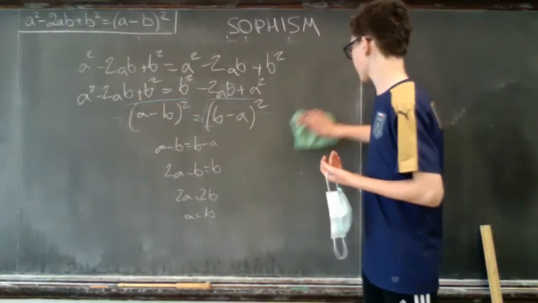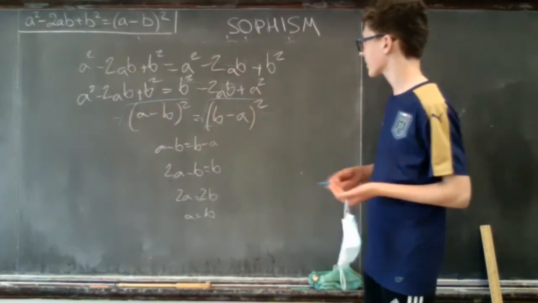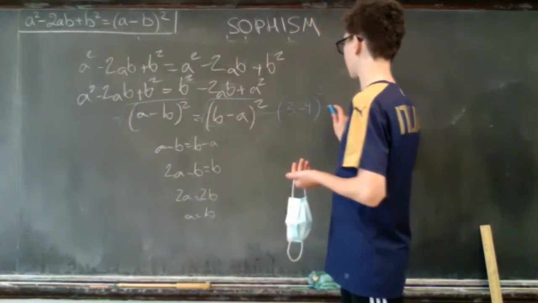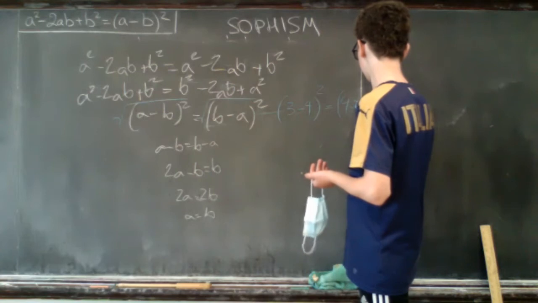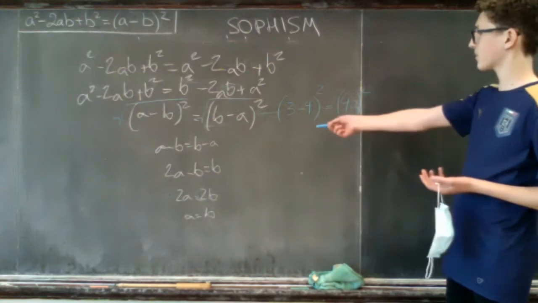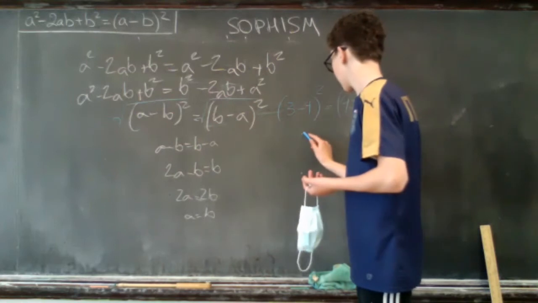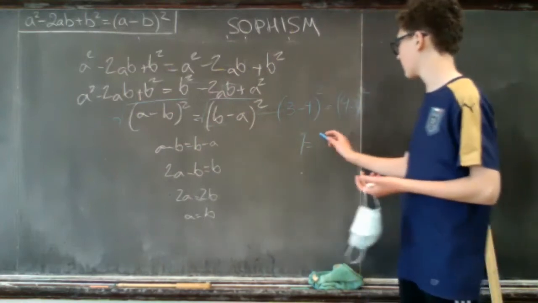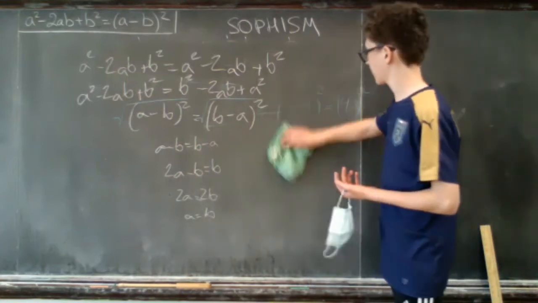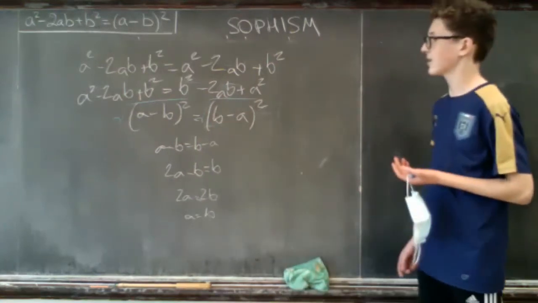So to find that issue, let's put the same numbers, 3 is A and 4 is B, into this. Then we'll get (3 minus 4) squared equals (4 minus 3) squared. So if we solve this, we'll get negative 1 squared which equals 1, and 1 squared, which equals 1. So this one is definitely right. So the problem is the transition.